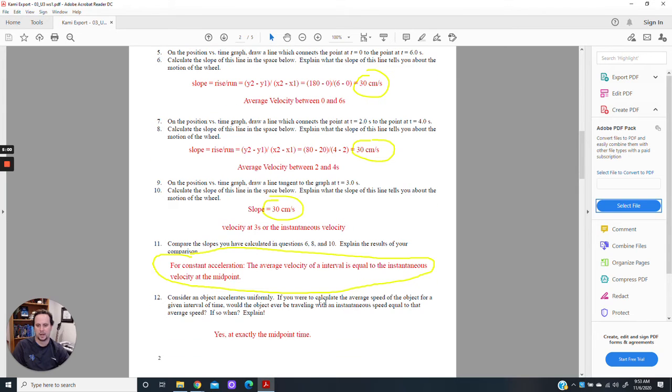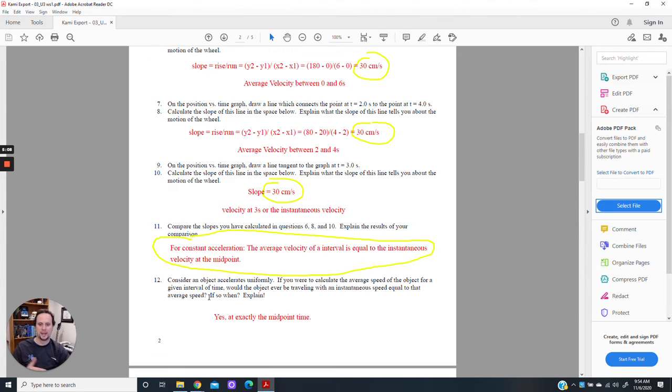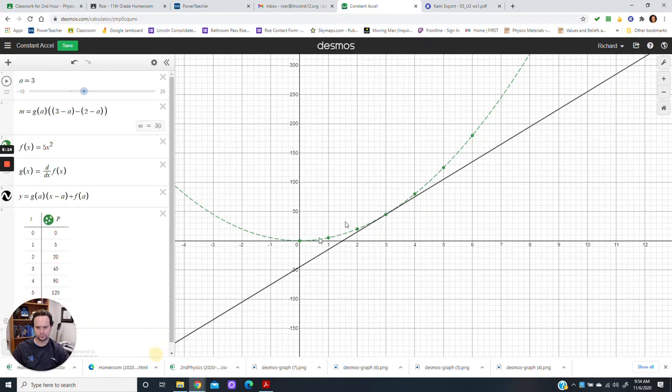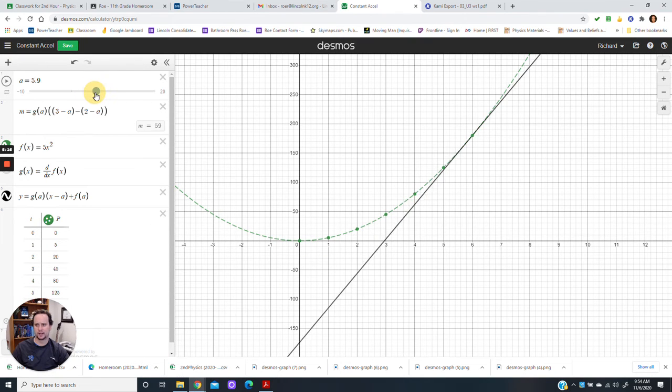And this question's kind of a little overkill a little bit. Consider if an object accelerates uniformly, calculating the average speed. Would the object ever be traveling that average speed? Well, of course. All right. If you look back at that Desmos graph, at the end of travel at 6, it's traveling 60 centimeters a second.